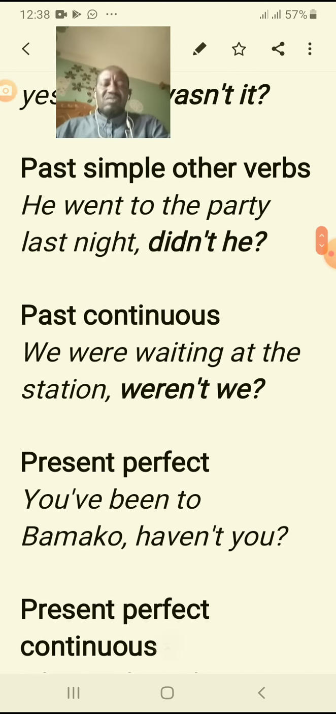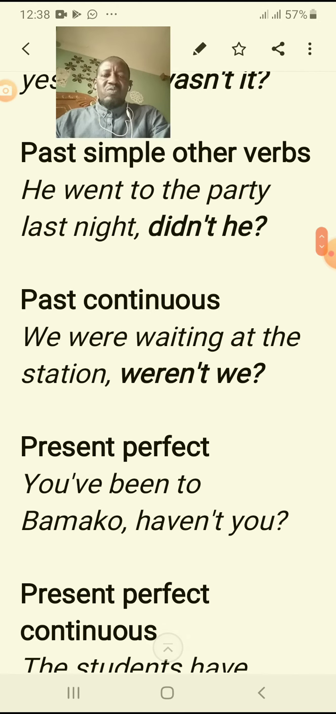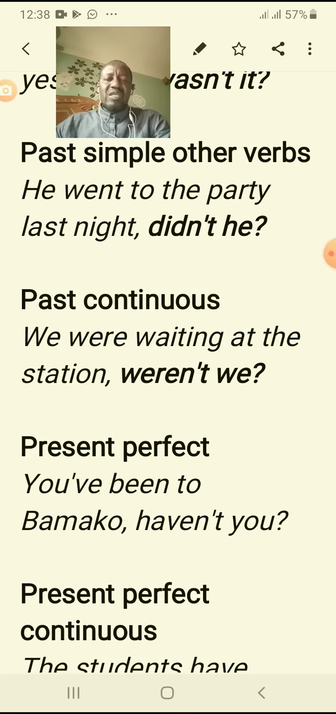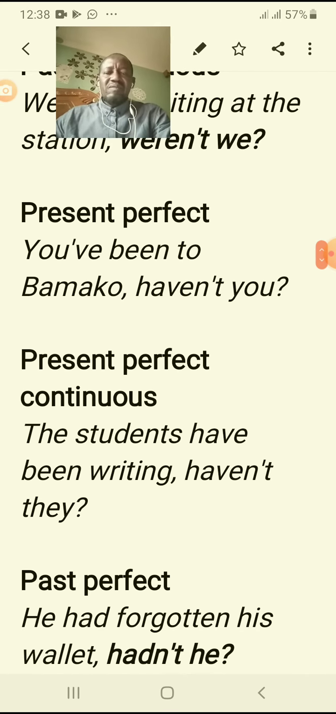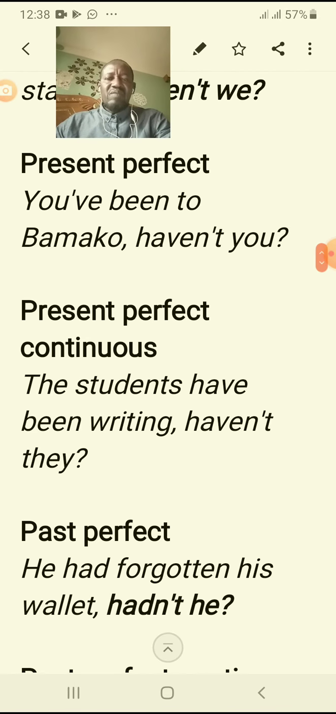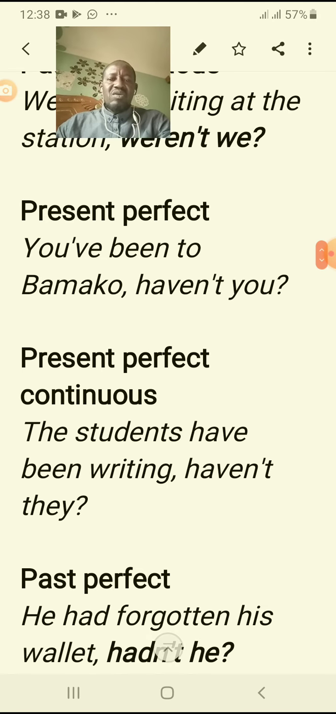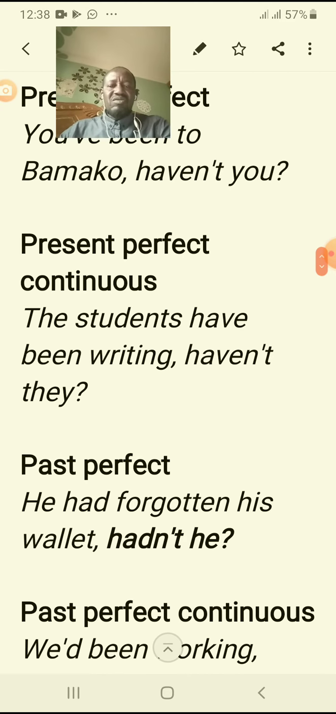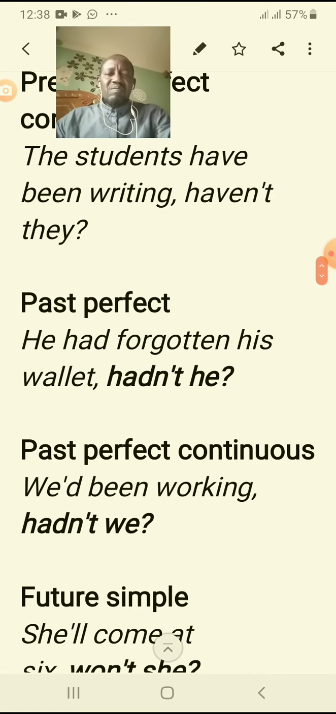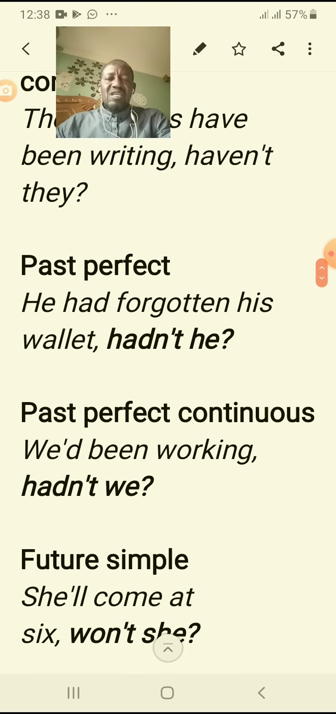Past continuous. We were waiting at the station, weren't we? Present perfect. We've been to Bamako, haven't we? Sorry, you've been to Bamako, haven't you? Present perfect continuous. The students have been writing, haven't they? Past perfect. He had forgotten his wallet, hadn't he?